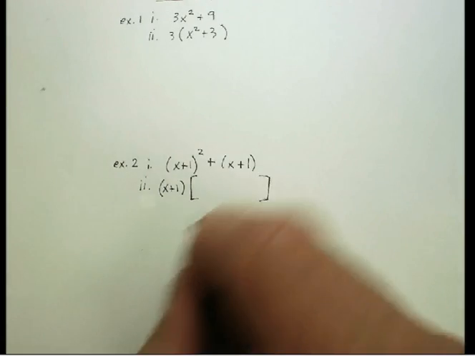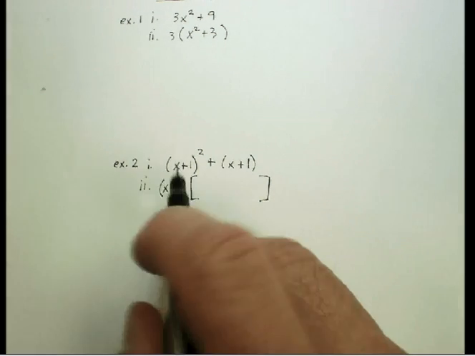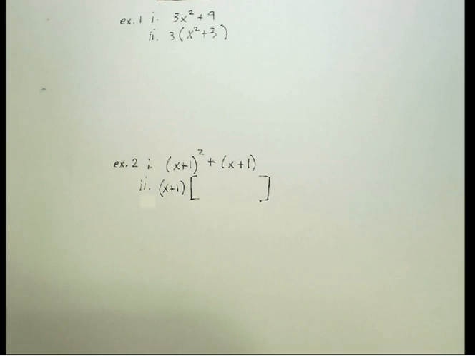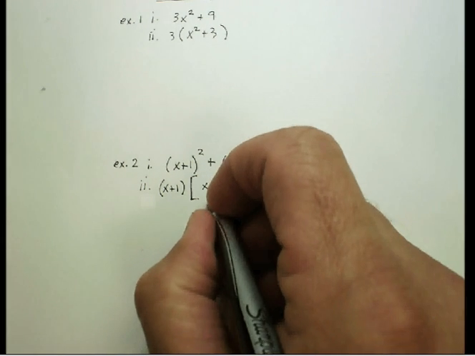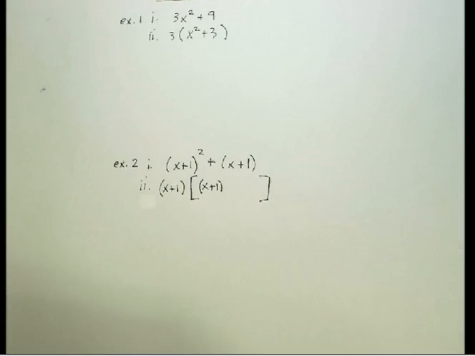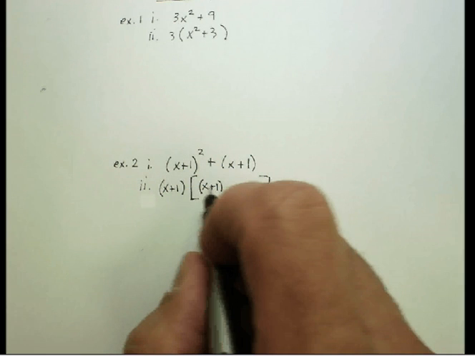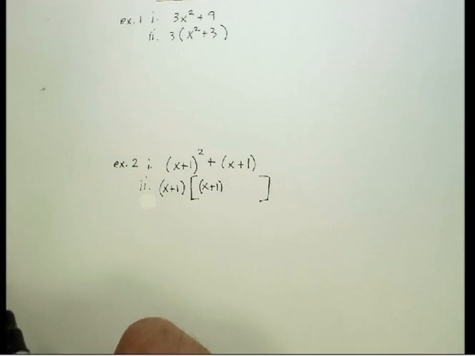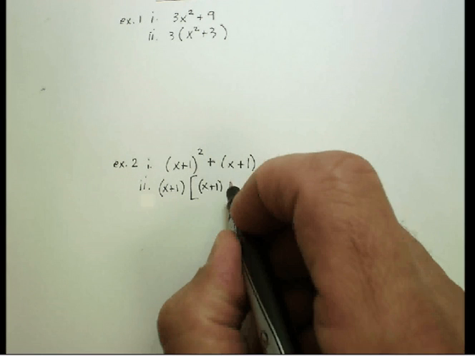and then I'm going to rewrite what's left over. If I were to take out an x plus 1 out of x plus 1 squared, what would be left over? x plus 1. All right, because if I multiplied this times this, I would get x plus 1 quantity squared, wouldn't I? Now, plus.